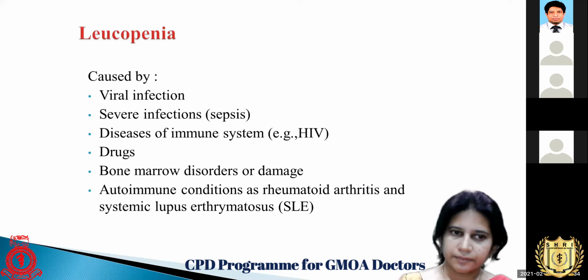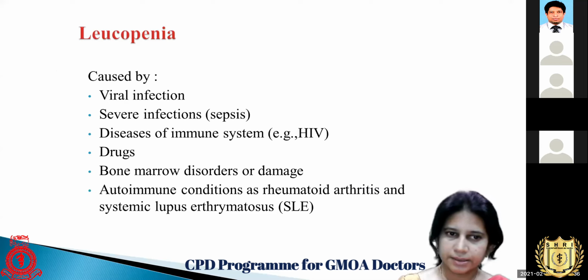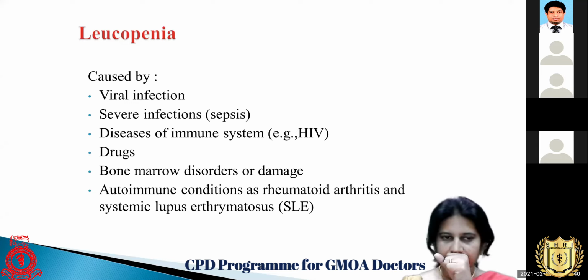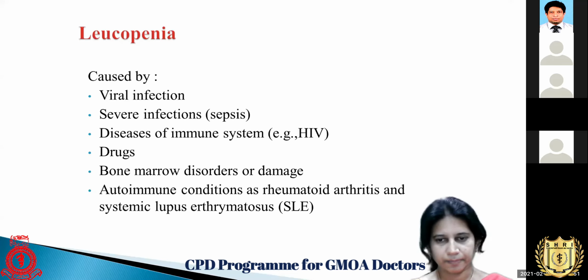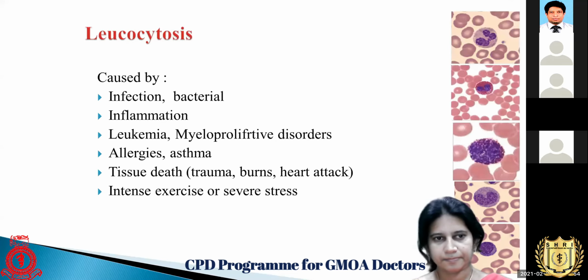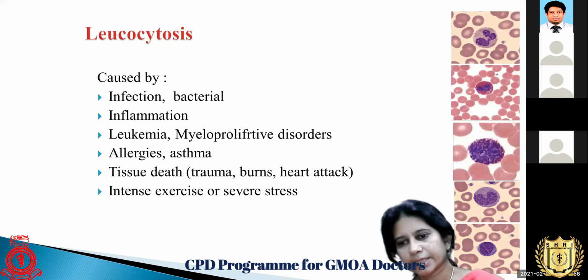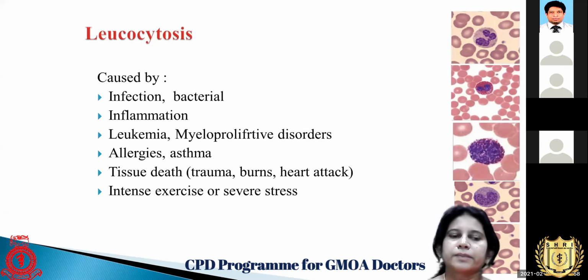So leukopenia, only one point I just want to highlight. Severe infection causes leukopenia, which is very common in hospital setup, in ICU patients, critically ill patients. And there are a whole lot of causes for leukopenia. Opposite of that, leukocytosis. The commonest cause is bacterial infection, inflammation, leukemias, tissue damage, intensive exercises.